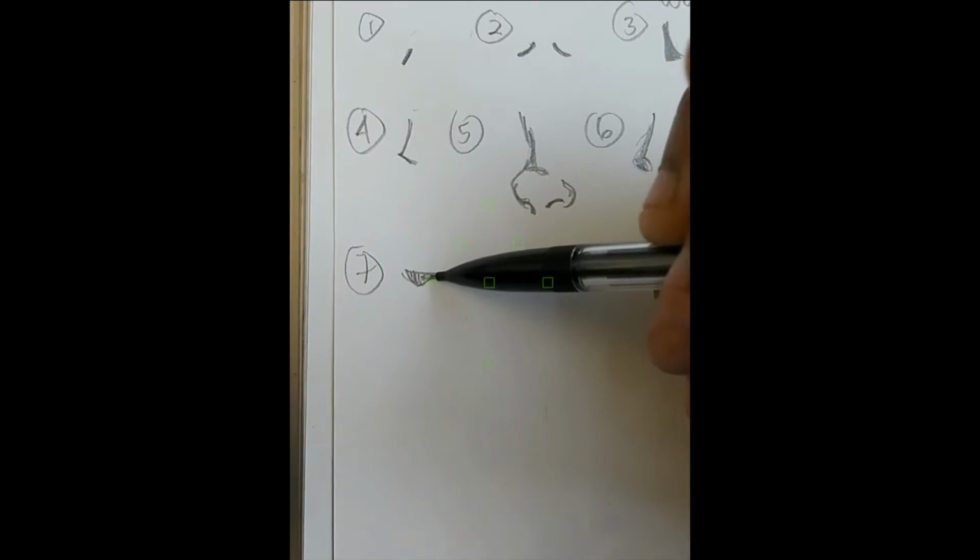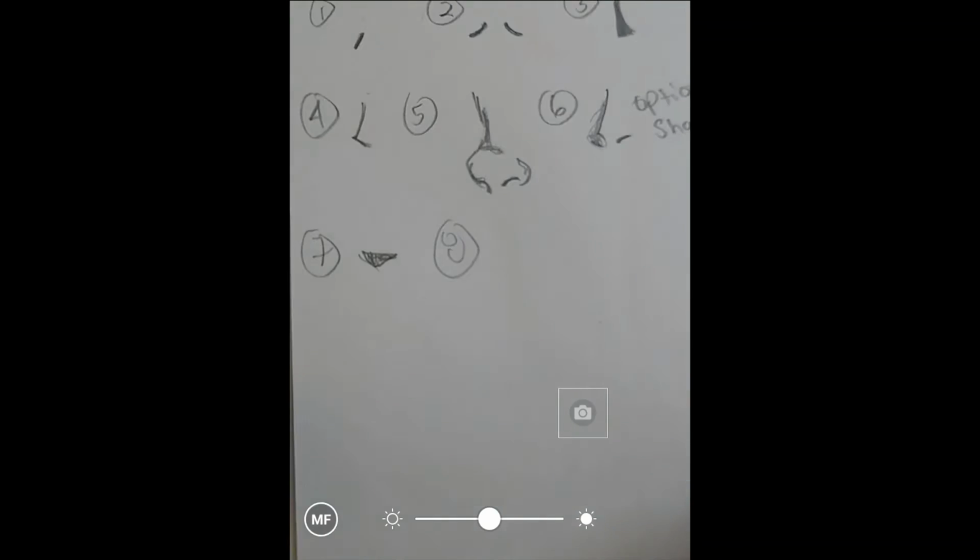Option 7, it's going to be a cute little shaded triangle. Option 8, again, it's going to be basically another simple option that you can use.